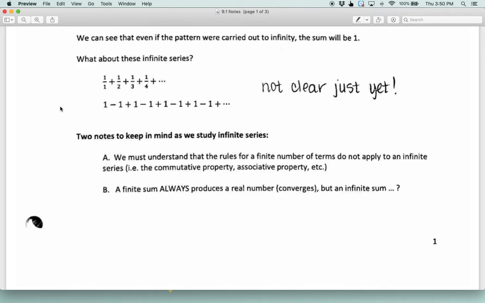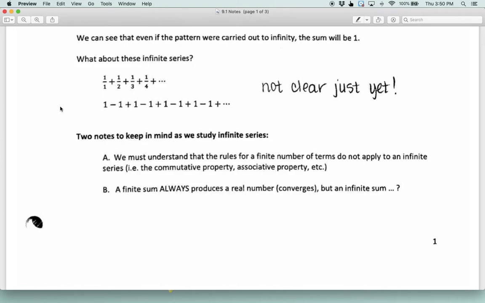The one below it is an example of an alternating series. 1 minus 1 plus 1 minus 1 plus 1 minus 1 plus 1 seems like it might just be 0, but it depends on if you're looking at an odd number of terms or an even number of terms. So there's going to be different rules for alternating series like that. We can't really tell just by looking at it, so we're not quite clear.